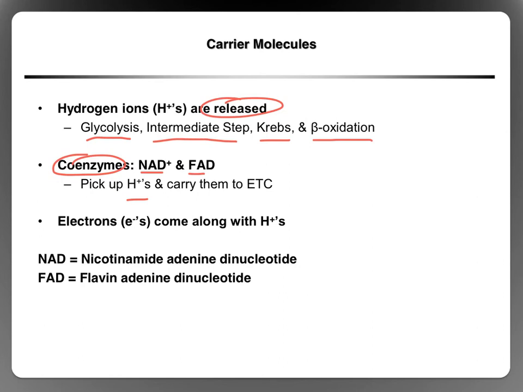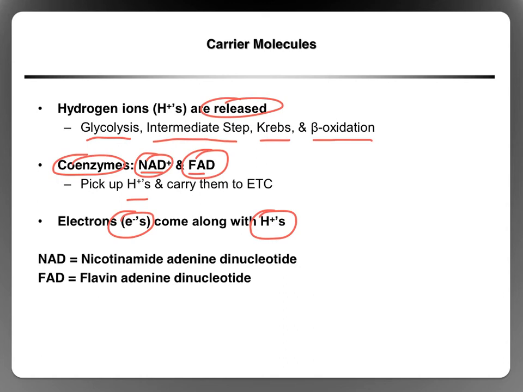Whenever that happens, hydrogen ions are picked up by a coenzyme, either by NAD or FAD. The role of NAD and FAD is to pick up those hydrogens and carry them to the electron transport chain. Once we get there, we can talk about what goes on in the electron transport chain. Before that, I want you to also know that wherever there are hydrogens, there are also electrons.